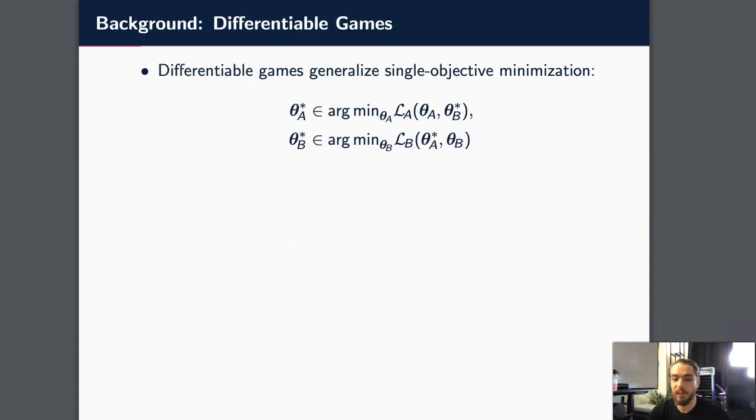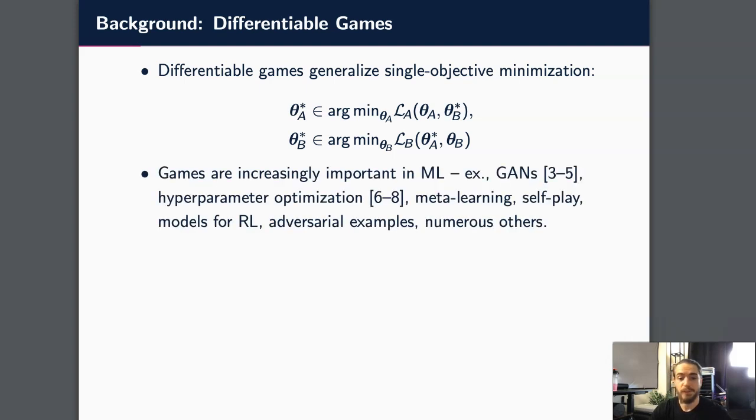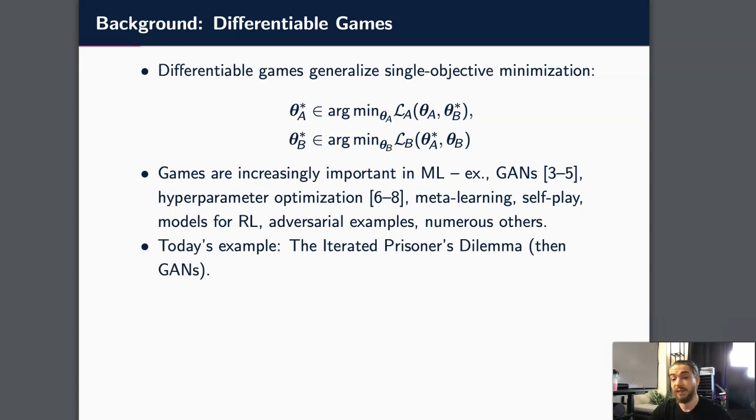Differentiable games generalize single objective optimization. Each agent has a separate set of parameters and a loss that they optimize. Differentiable games are increasingly important in machine learning. Examples include GANs, hyperparameter optimization, meta-learning, self-play, learning models for RL, adversarial examples, and many others. Today, we'll focus on the iterated prisoner's dilemma, and later also we'll look at scaling up to GANs.